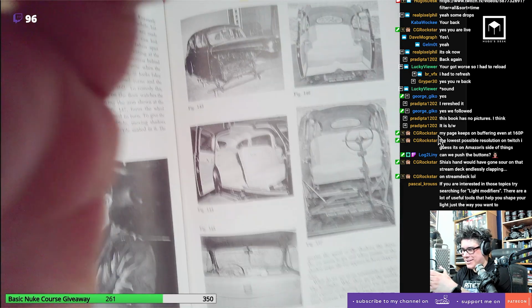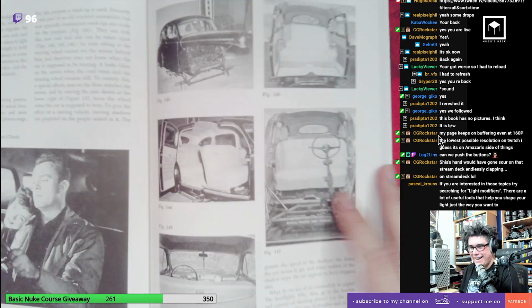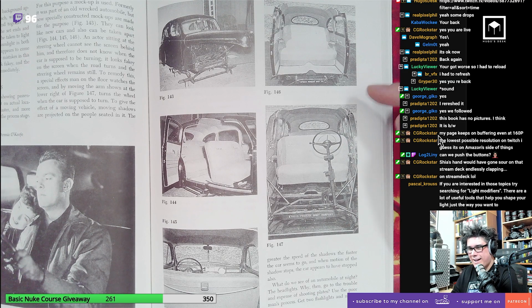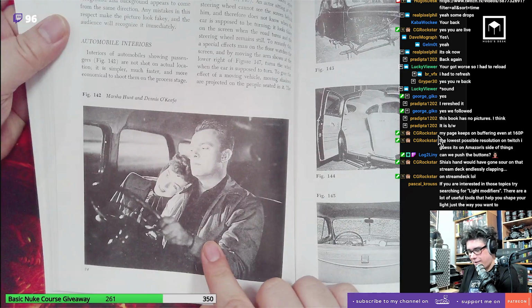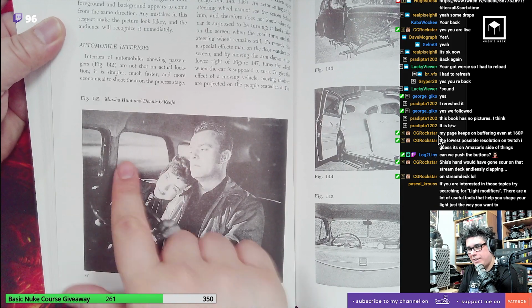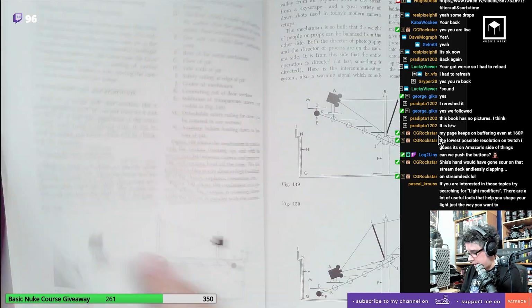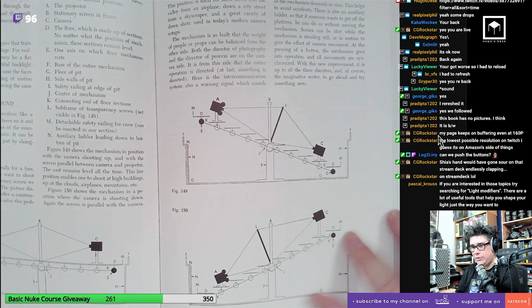Funny about this, I just want to show you this really briefly because this is really funny. This is how they used to rig a car so that they can do back projections, so that they would have the actor there and then in the background there would be a back projector. And they even talk about how back projectors work, how to do back projectors.